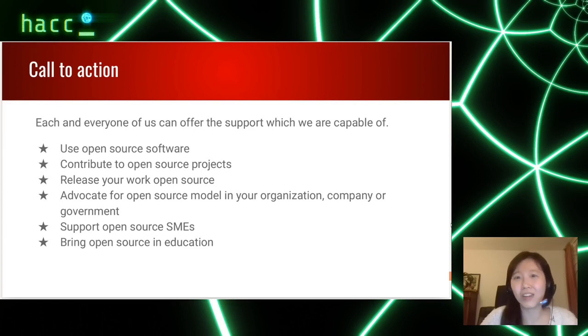There are so many alternatives. Instead of Zoom, you can use BigBlueButton. Instead of Eventbrite, you can use an open alternative. Instead of Google Cloud, you can use Nextcloud. There are so many options out there that you can use. Just by using open source software, you already give better support to the ecosystem.